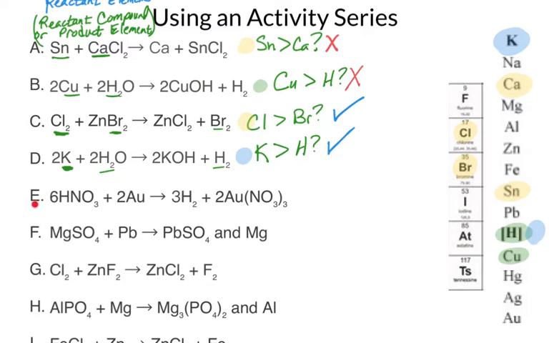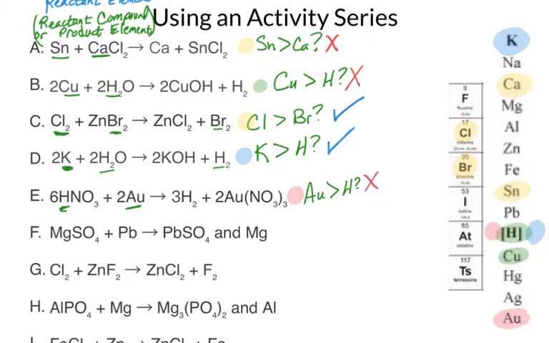For letter E, we have hydrogen nitrate and gold react to form hydrogen and gold 3 nitrate. For this one, we're going to be comparing gold and hydrogen. Notice that I don't always list the element first. It can be in different positions. So here we have gold and hydrogen as our two elements. I see that gold is at the bottom and hydrogen is above it, so that means this reaction does not occur.